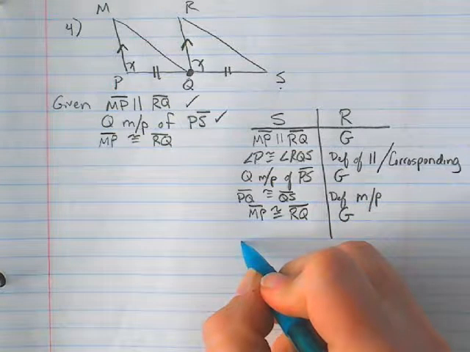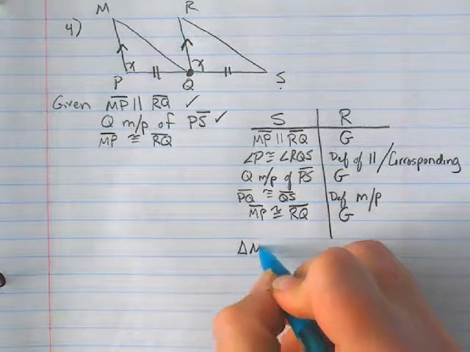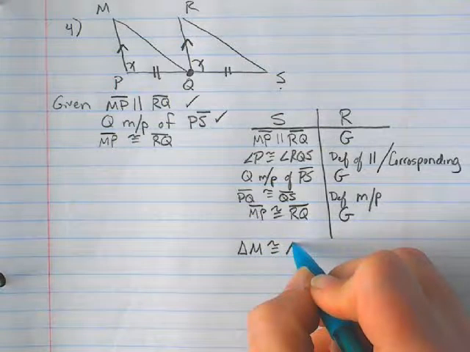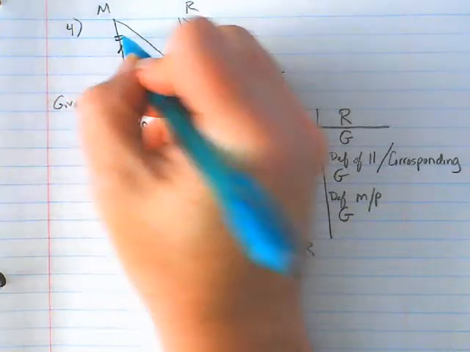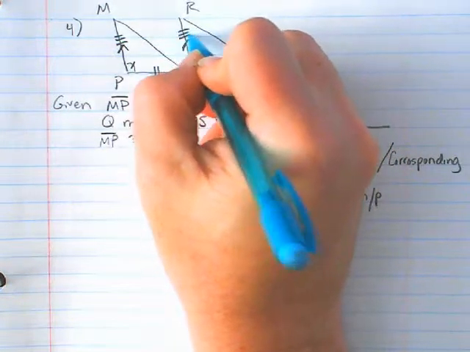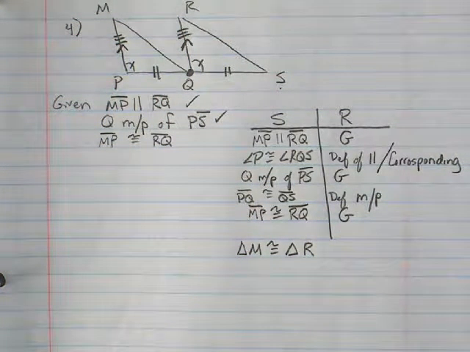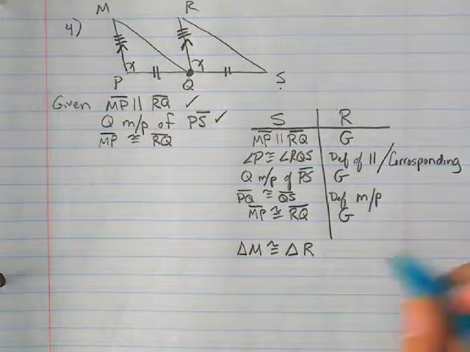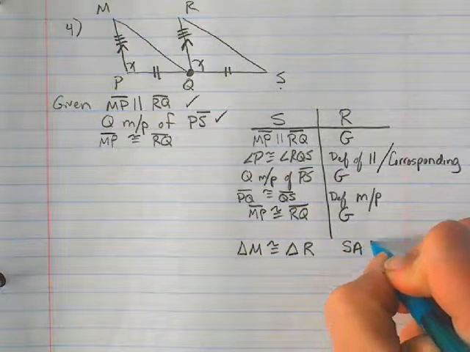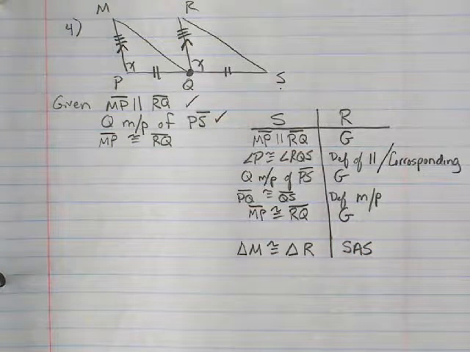So I can prove triangle M congruent to triangle R because of, it would have helped if I put my markings in here. What? Side, angle, side. Good job.